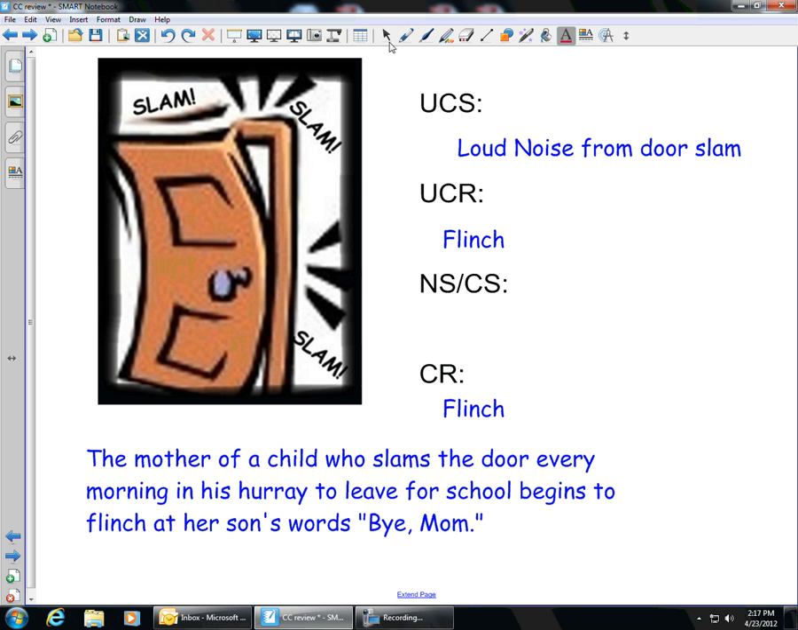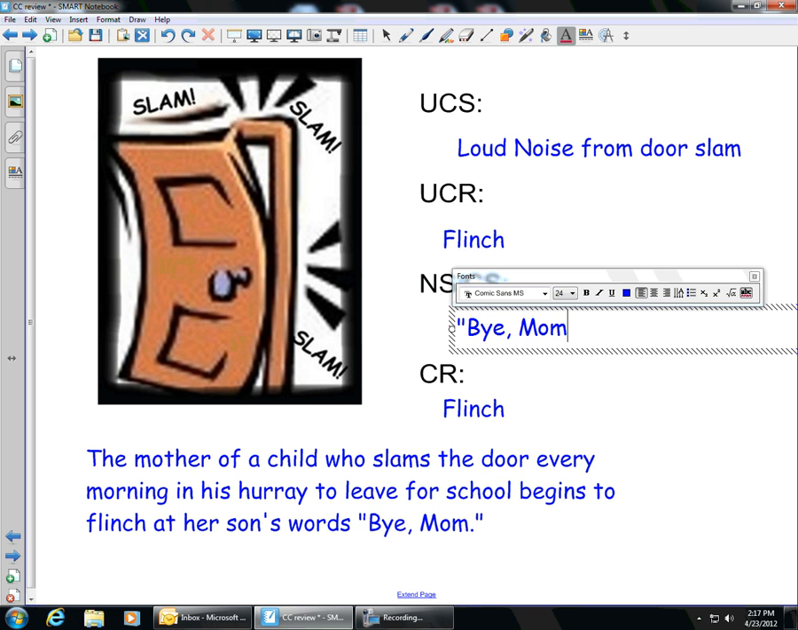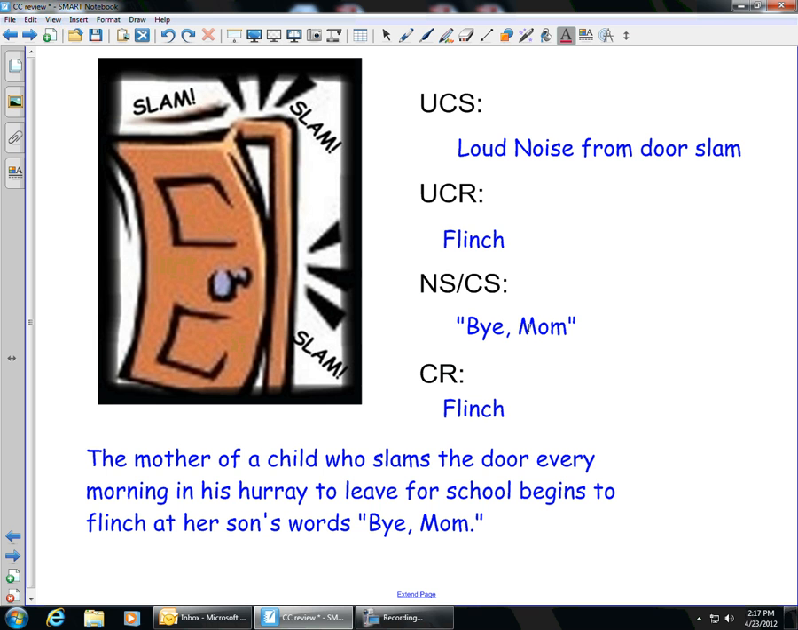What is added into this situation? What is neutral that becomes conditioned because it's paired with that loud noise every time? It's the son's voice when he says, "Bye, Mom." Now when she hears him say those words, that is the thing that she associates with the loud noise from the door slam. So now she flinches when her son says, "Bye, Mom."